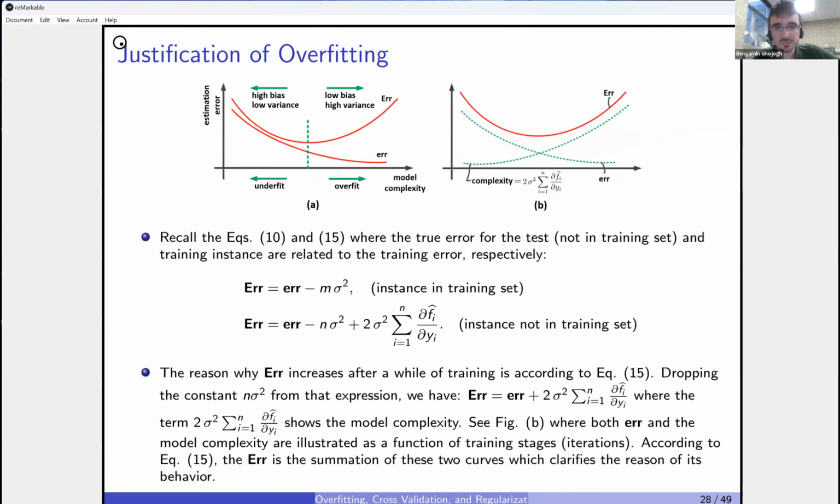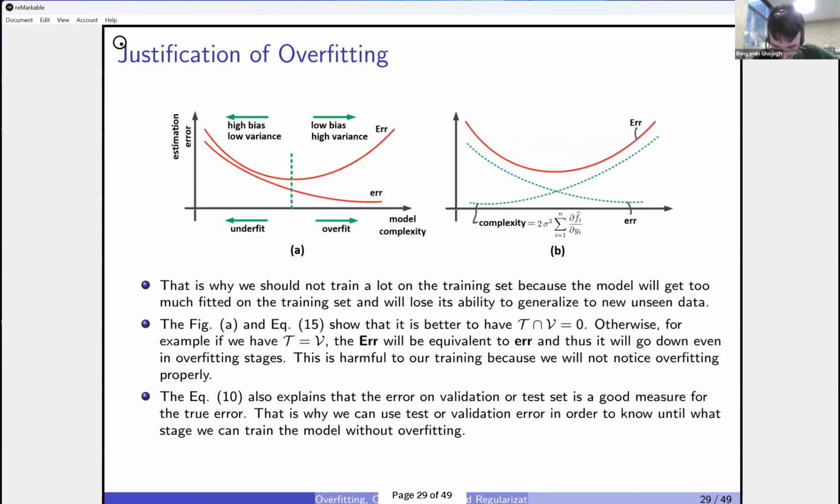So I think I already explained this slide. As I said, whether an instance is not in the training set or is in the training set. This is a typo, sorry about that. Okay, then I already explained that. Okay, now let's go to the next slide.